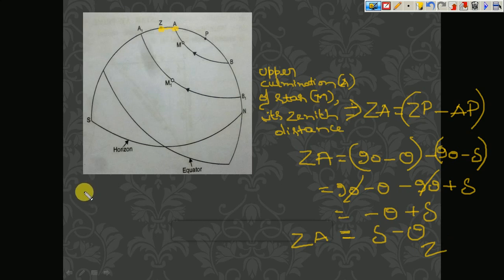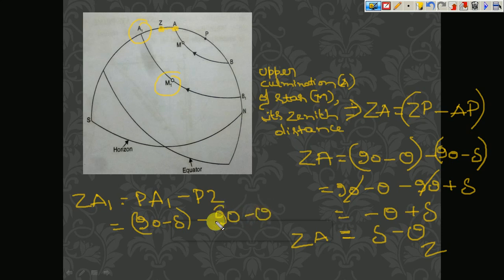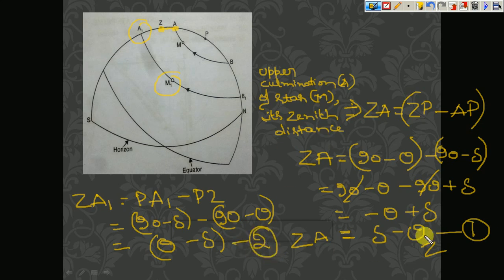Similarly, if I take the point at the upper culmination A1 of the star M1 in a similar way, then I can take ZA1, which is equal to PA1 minus PZ, which can be written as 90 minus delta minus of 90 minus theta. After substitution, you get the expression theta minus delta. I'll take this as equation 1 and this as equation 2. This expression is with respect to this culmination, and this expression is with respect to that culmination.